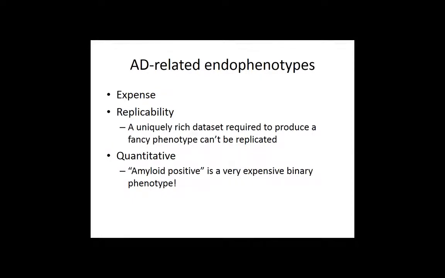So how expensive is your endophenotype? How much data are you going to have for replication? And if you have a uniquely rich data set that's required to produce a fancy phenotype, you spend all your chips at the table, you don't have anything left for replication. And this is a common problem. And it's especially a common problem with ADNI.